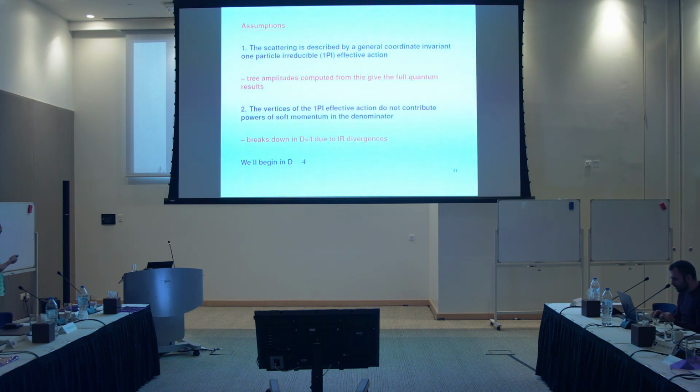The second assumption, which is more subtle, is that the vertices of this 1PI effective action, say the n point vertex that you compute from this 1PI effective action, should not contribute powers of soft momentum in the denominator. Now, in a normal local action, the vertices are always polynomial in momentum, so you do not expect that vertices will have 1 over momentum. But here you are talking about the effective action, where you have integrated out the loops, and loops include massless particles. So, this assumption is not always true, and indeed it breaks down in d equal to 4 precisely because of the infrared divergences. So, soft graviton theorem as stated does not work in d equal to 4. So, let us begin at d larger than 4, and see what soft graviton theorem gives us, and then we will see how to come down to d equal to 4.